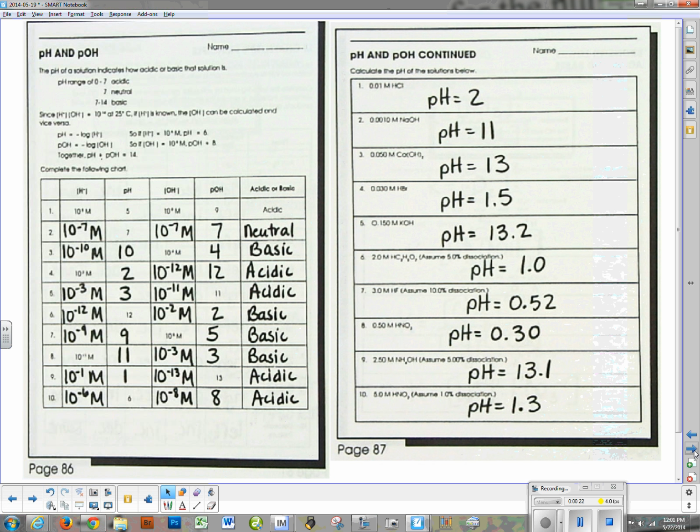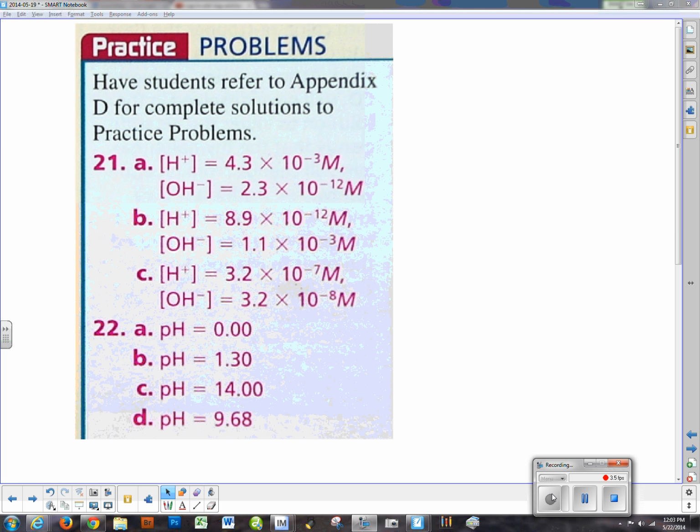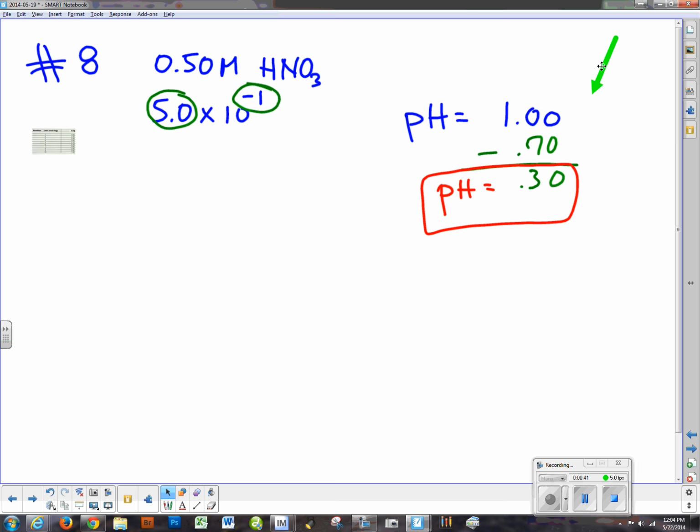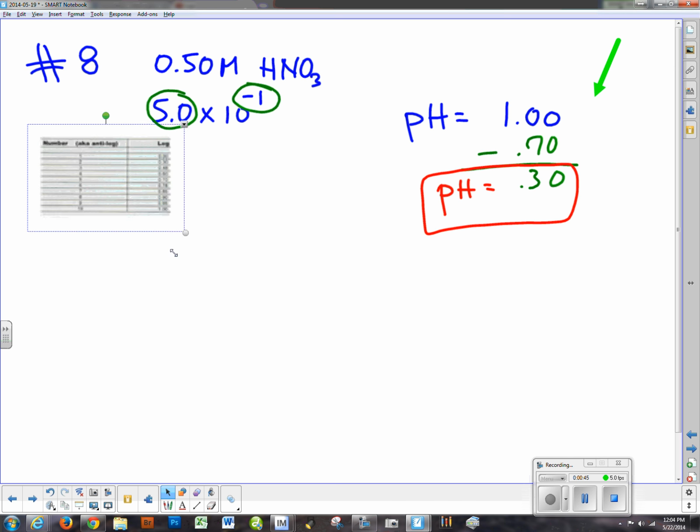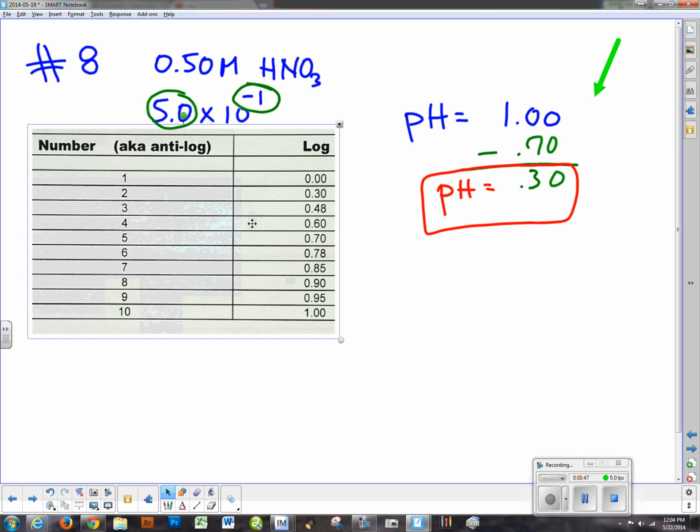These are the answers to part of last night's homework, the part from the worksheet passed out in class yesterday. These are the answers to the other part of last night's homework. This is the complete solution to number 8 from the problems in the textbook, and you had to use this guy to get some of your numbers.